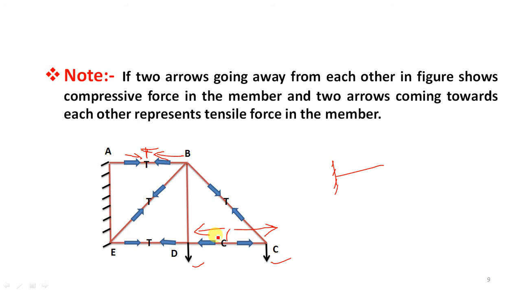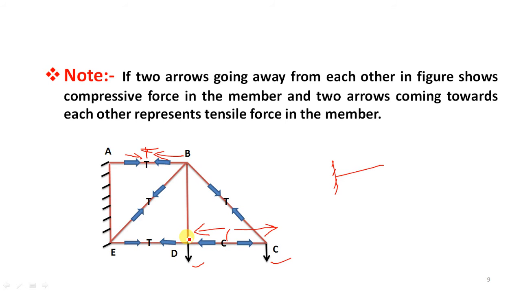Dear friends, remember that while solving the problems you have to assume either compression in each member or tension in each member of the truss. While solving the numericals we have assumed tension in each member of the truss. When we draw the free body diagram of each joint, we have to assume that each member is in tension.